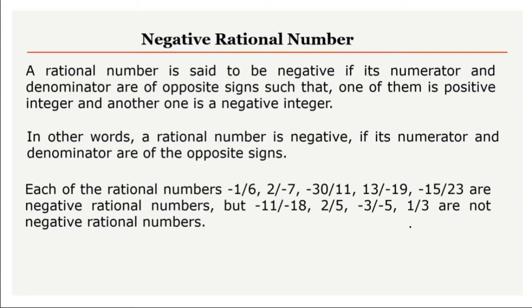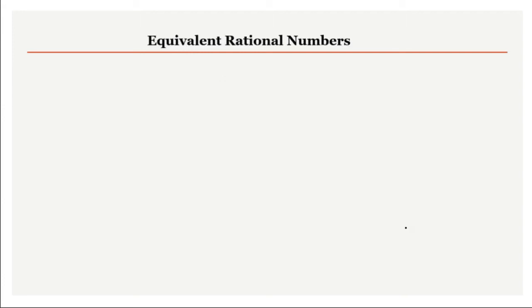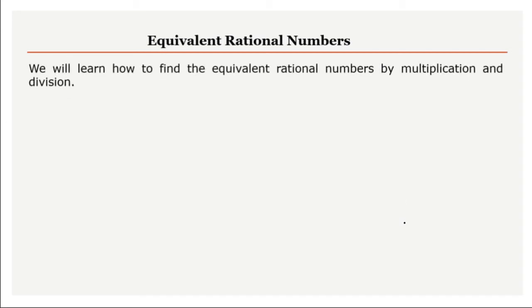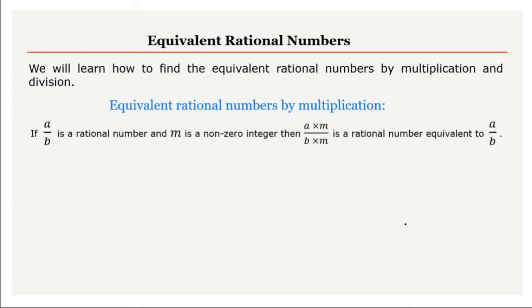Let us discuss equivalent rational numbers. We will learn how to find equivalent rational numbers by multiplication and division. Let us first learn equivalent rational numbers by multiplication. If a by b is a rational number and m is a non-zero integer, then a into m by b into m is a rational number equivalent to a by b.